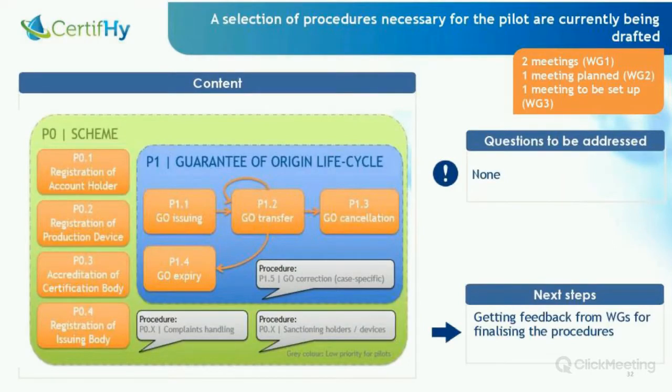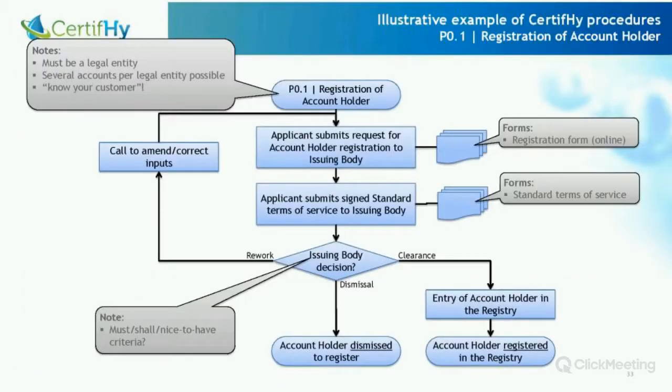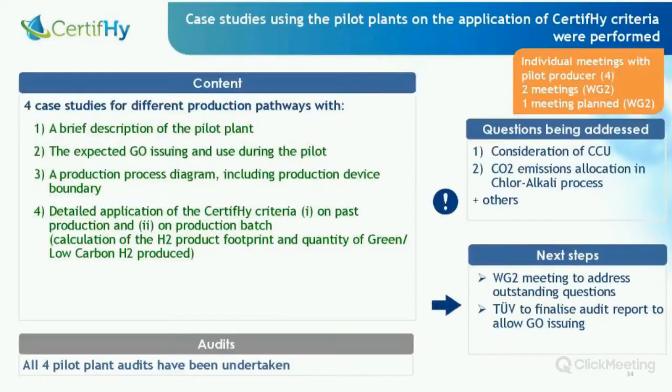So these are all of the schemes, all of the procedures that have been developed so far. You can also see that some of the procedures, like sanctioning device holders or GEO correction, have not been implemented yet because they've not been deemed crucial for the pilot phase. But towards the end of the project, of course, we need to come up with ideas. Okay. This is a very clear example of the procedures that we've been developing. This is, I think, a typical flow chart that we developed.